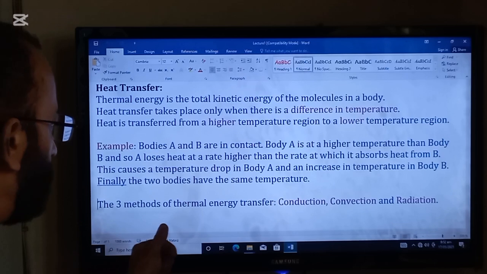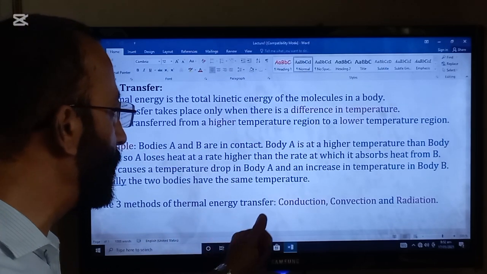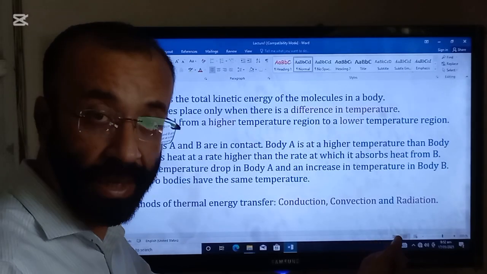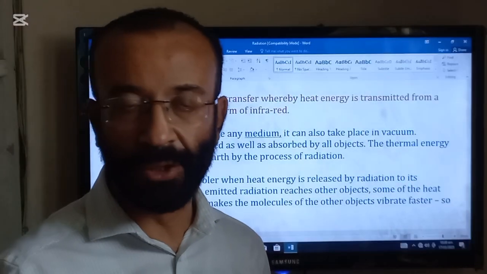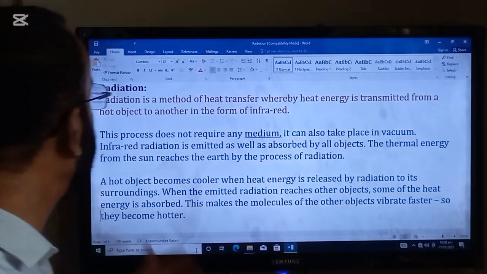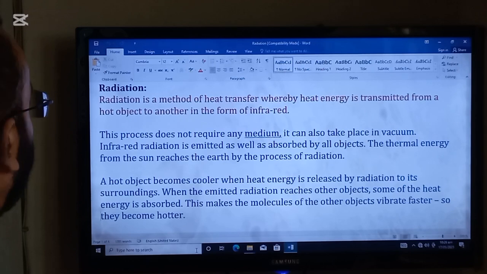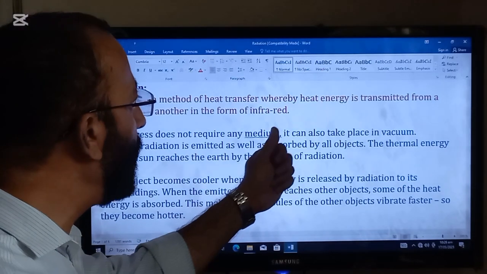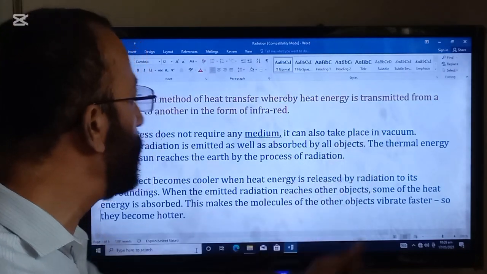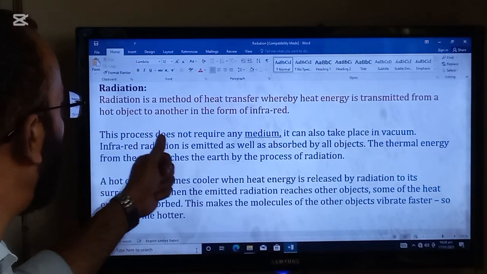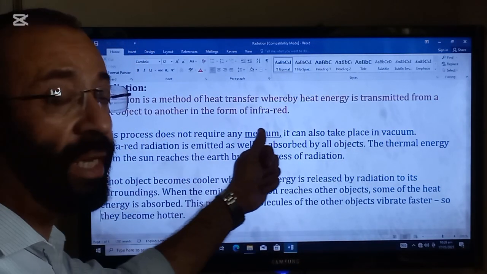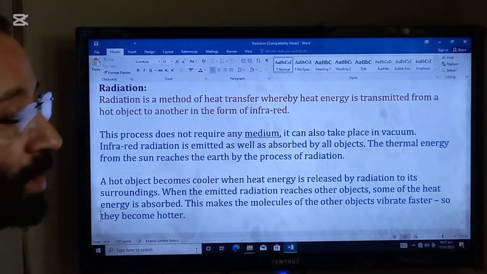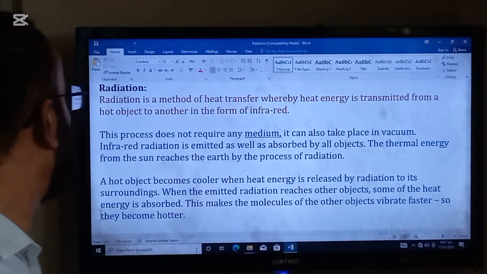The three methods of thermal energy transfer are conduction, convection, and radiation. The topic which we are going to read now is radiation. Radiation is a method of heat transfer whereby heat energy is transmitted from a hot object to another in the form of infrared. This is the definition. This is the concept.